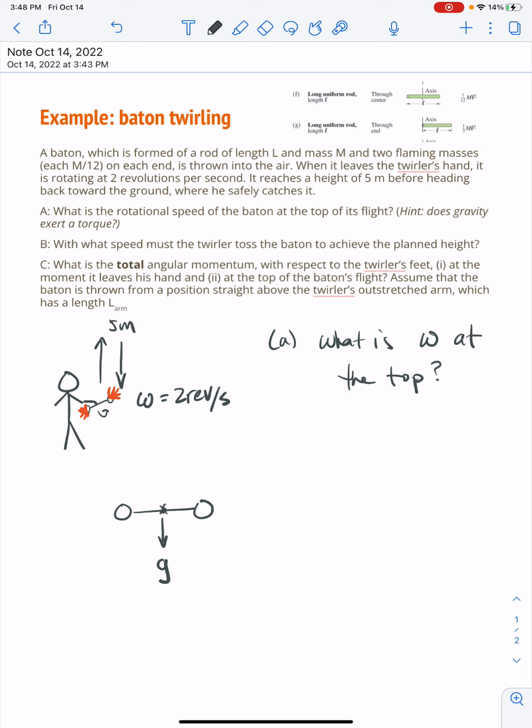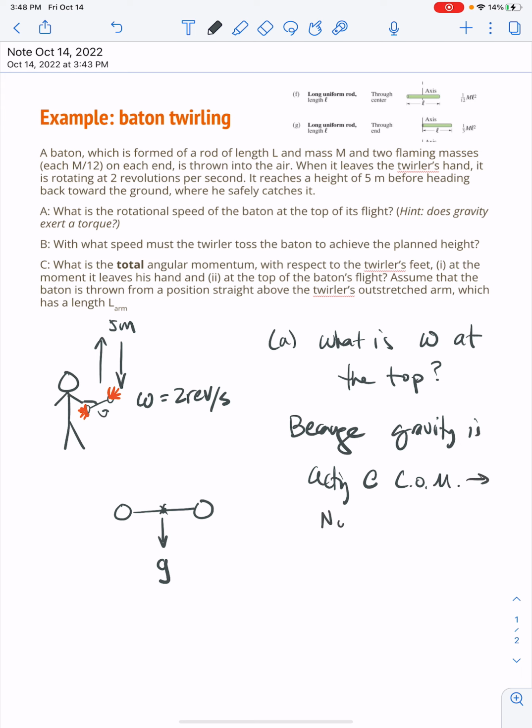Okay, and so note, because gravity is acting at the center of mass, there is no torque from gravity on the baton. And so that means that it's actually not changing the angular momentum.